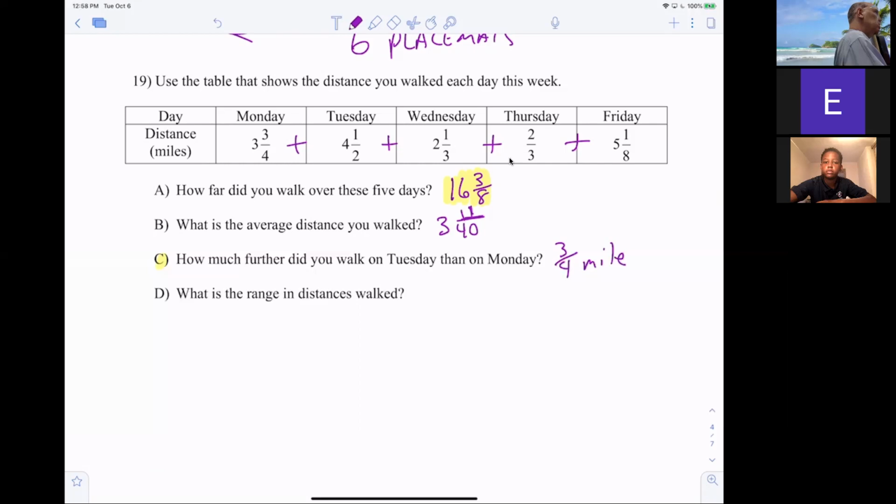Found a good video on range. She's smart enough to do it. How do you calculate the range? The range is the difference between the lowest and the highest. Wasn't that hard? So now, what's the high and what's the low? The highest is 5. And what's the lowest? 2/3. Okay, tell me what the answer is.